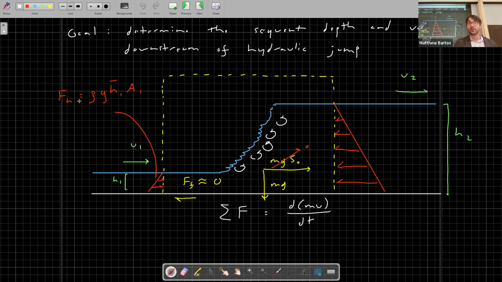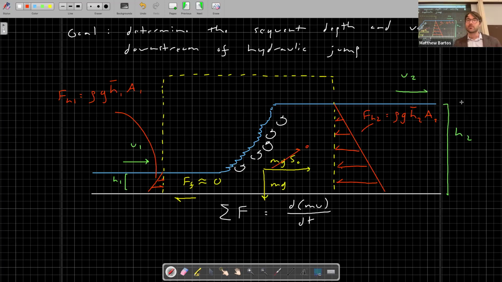So at the upstream end, we have that the hydrostatic force is given by rho times g times the centroidal depth at the upstream end times the cross-sectional area at the upstream end. Downstream, the hydrostatic force is equal to rho times g times the centroidal depth at the downstream end times the cross-sectional area at the downstream end.